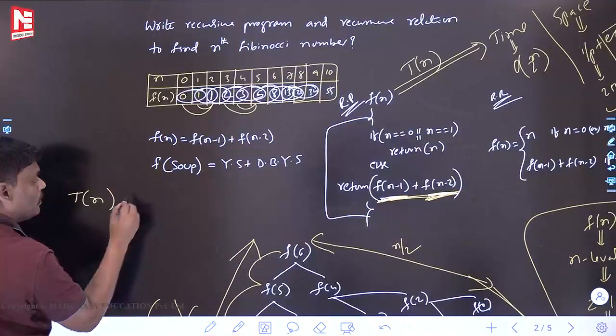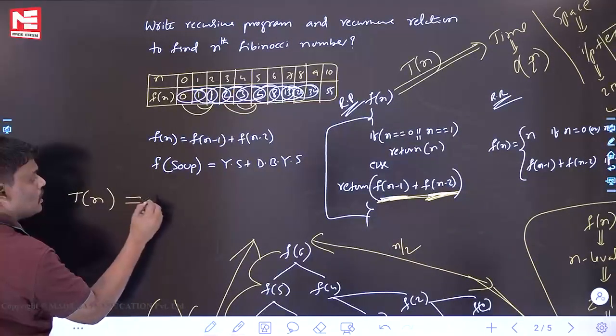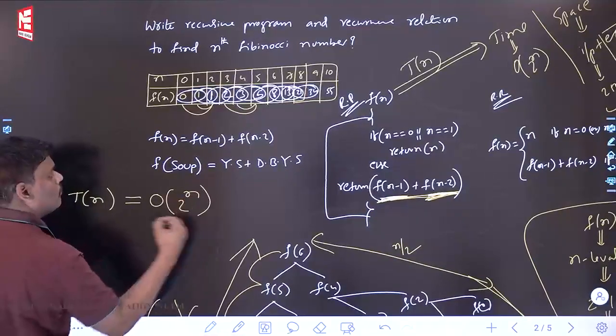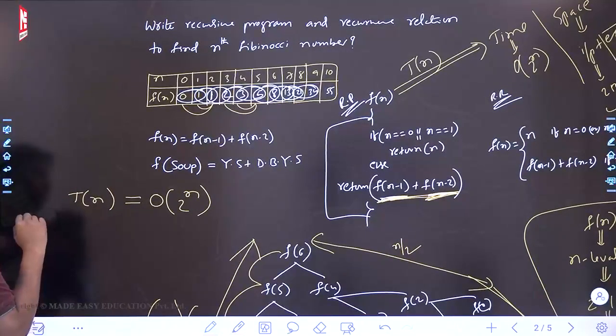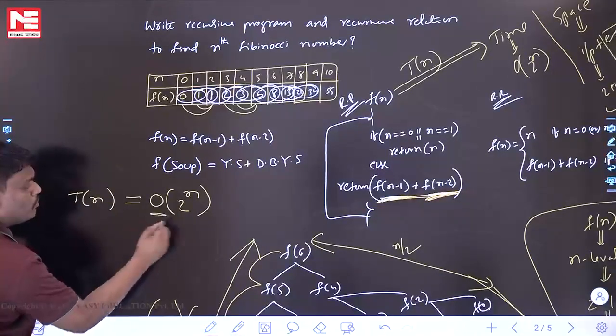What is 2 power n? Is 2 power n an exact answer or an upper bound? Comparing with the actual answer Tn, 2 power n is bigger. So it is an upper bound.